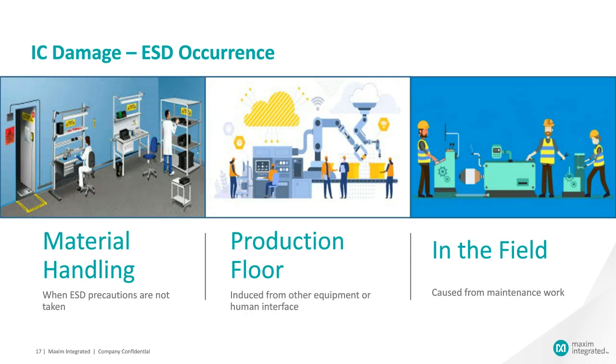When or where does ESD happen? One of three areas. When you handle the parts and you're not taking precautions with ESD, such as not wearing your ESD strap when you're working on a board, or handling the material itself in general, or you don't have ESD rated mats on the floor. The other situation could be on the production floor where you may have to do rework and you're not careful, when there's human interface or other equipment, as well as especially in the field, where we see most of the ESD damage. That could be due to maintenance work, technicians installing or changing out equipment in the field.